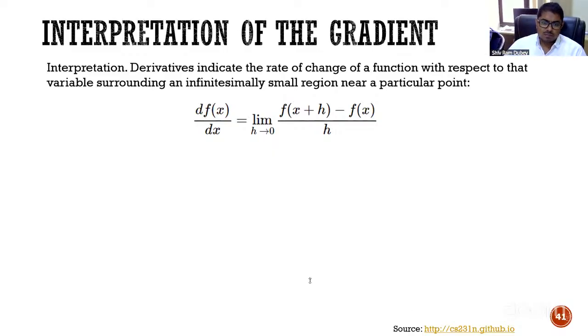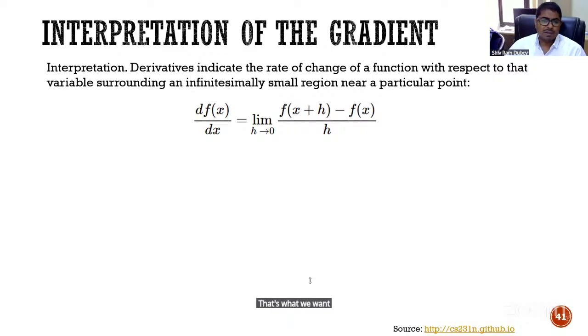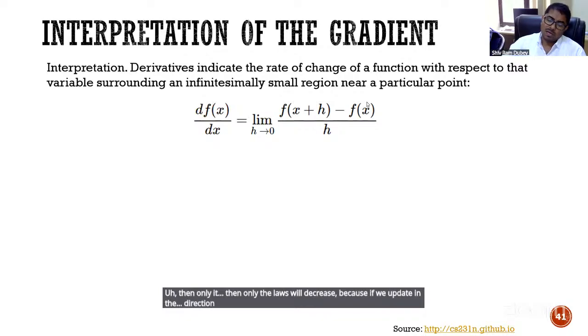There is another question. Negative gradient means, if my slope is positive, it will update the weight in the negative side. Yeah, exactly. That's what we want. We want to update in the opposite direction of the slope. Then only the loss will decrease, because if we update in the direction of the slope, then it will become a maximization problem and increase the loss, but our aim is to decrease the loss. That's why we update in the opposite direction.